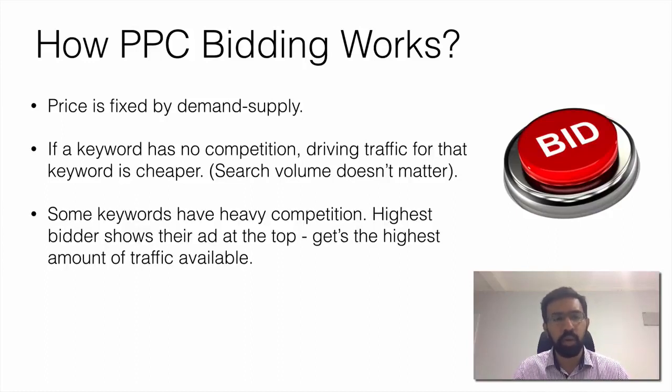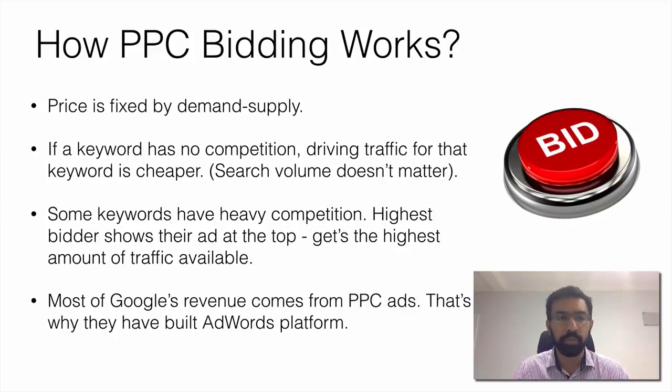Some keywords have very heavy competition. The highest bidder shows their ad on top and gets the highest amount of traffic available. We will also look at this using some live examples in later videos, but you get the idea, right? Let's say someone is searching for something like flowers, because people order flowers for other people all the time, and let's say someone is searching for the keyword order flowers online. Here there will be many companies trying to get that particular business from the customer. So the person who bids the highest amount will show his or her ad on top, because that's where the highest traffic will come from.